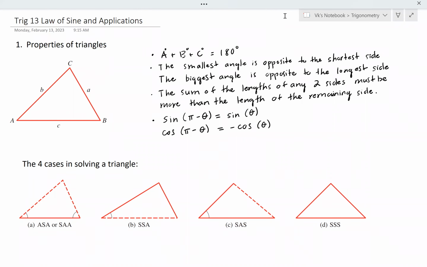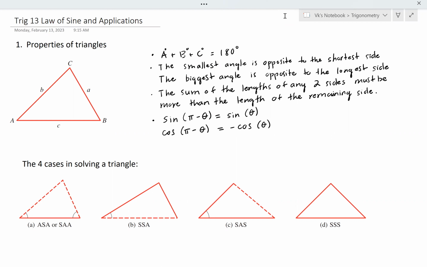For the properties: A plus B plus C, that is the sum of three angles, must be 180. The smallest angle is opposite to the shortest side. The biggest angle is opposite to the longest side. And the sum of the lengths of any two sides must be more than the length of the remaining side.